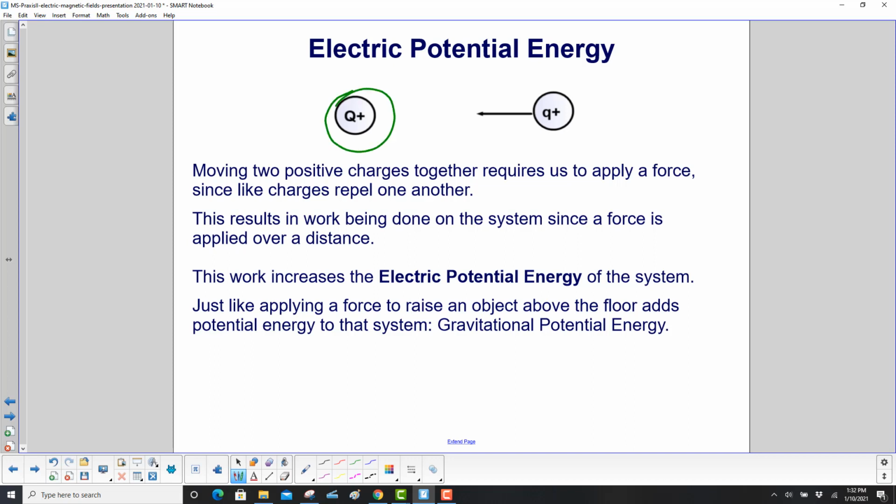So we've got the two charges plus Q. We're going to apply a force to this one. This results in work being done on the system of two charges, since a force is applied over a distance. This work increases the electric potential energy of the system, just like applying a force to raise an object above the floor adds potential energy to that system, and that was called gravitational potential energy.